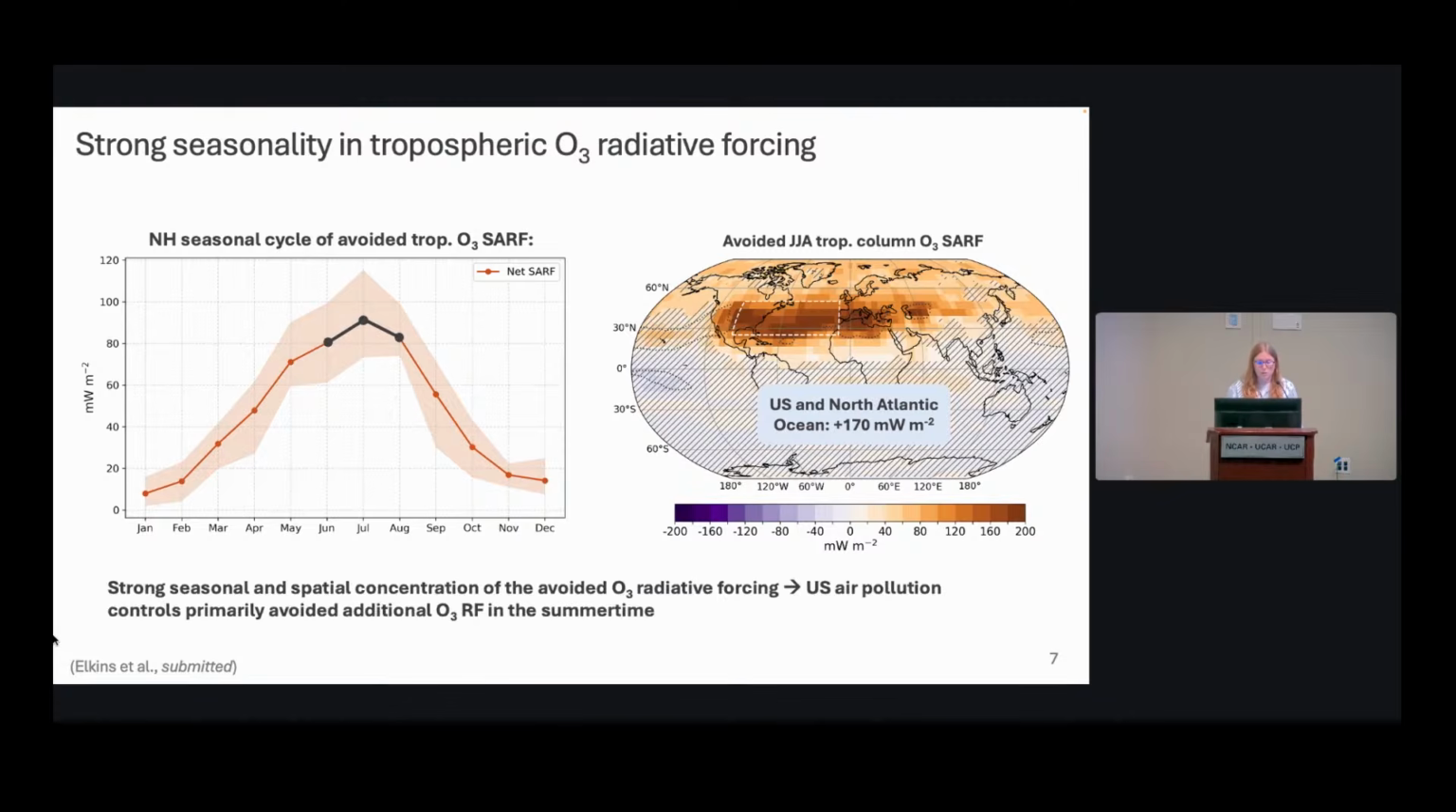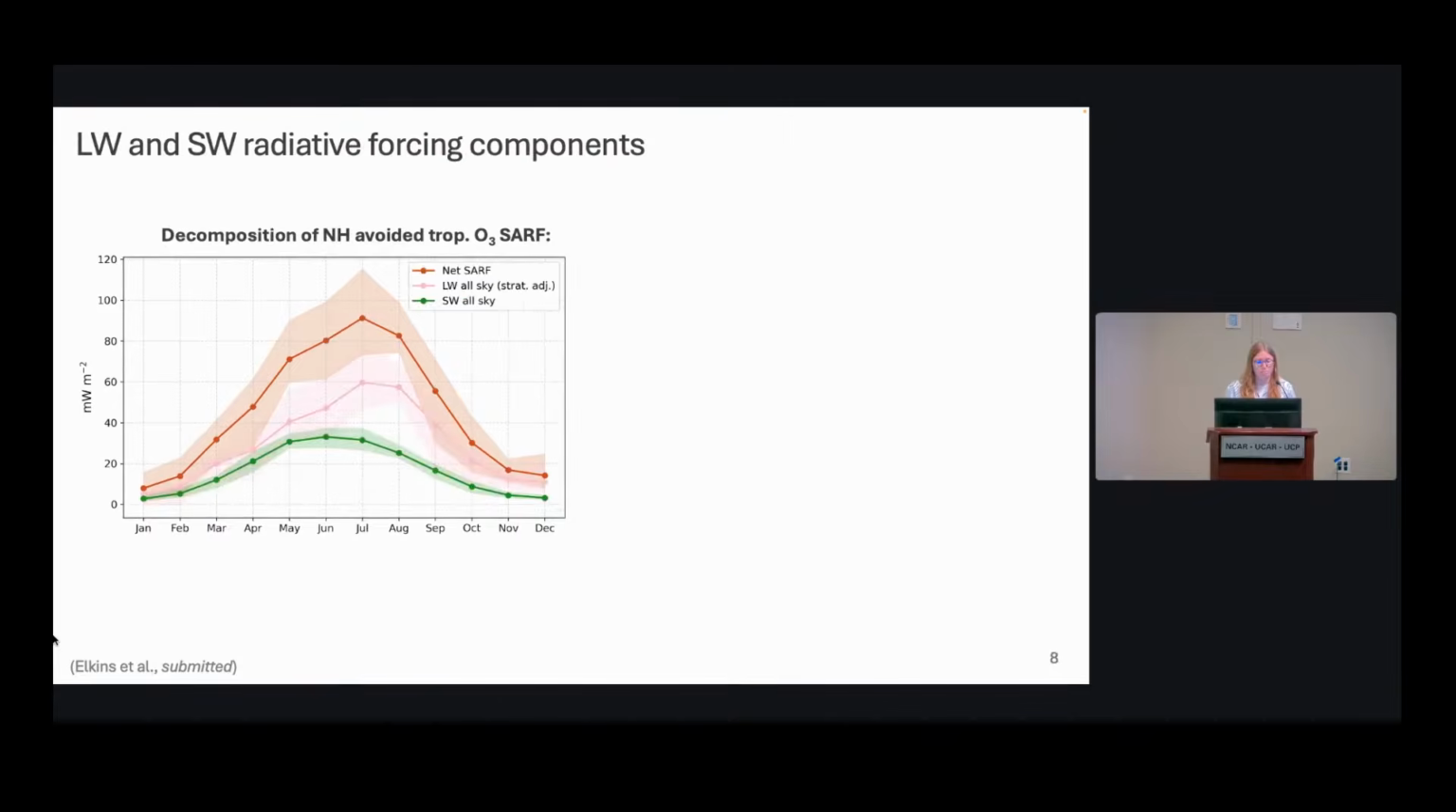So the strong spatial and seasonal concentration of the avoided radiative forcing indicates that US air pollution controls primarily avoided additional ozone RF in the summertime, which might have implications for differences in the climate impacts of this radiative forcing compared to a well-mixed greenhouse gas like CO2 and methane.